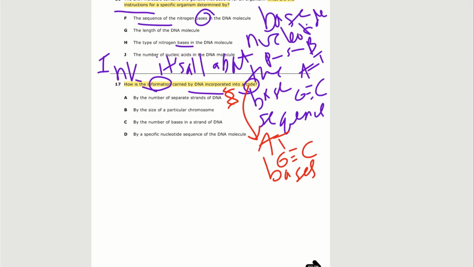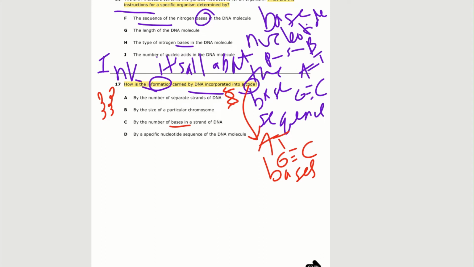By the size of a particular chromosome. Remember, your karyotype has different chromosome pairs, but the size really right now doesn't say much. Only the bases that are in the chromosomes. By the number of bases in a strand of DNA. Hey, it says bases. That could be my answer. But number, you mean I only have to have 20 A's and 30 C's? Did Mrs. Martinez ever talk about certain numbers? Maybe in different species, right, of animals? By a specific nucleotide sequence of the DNA molecule.